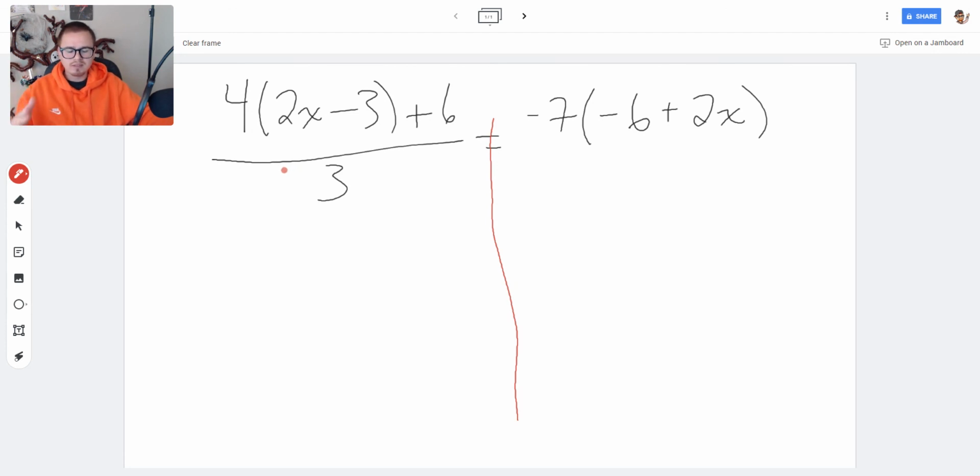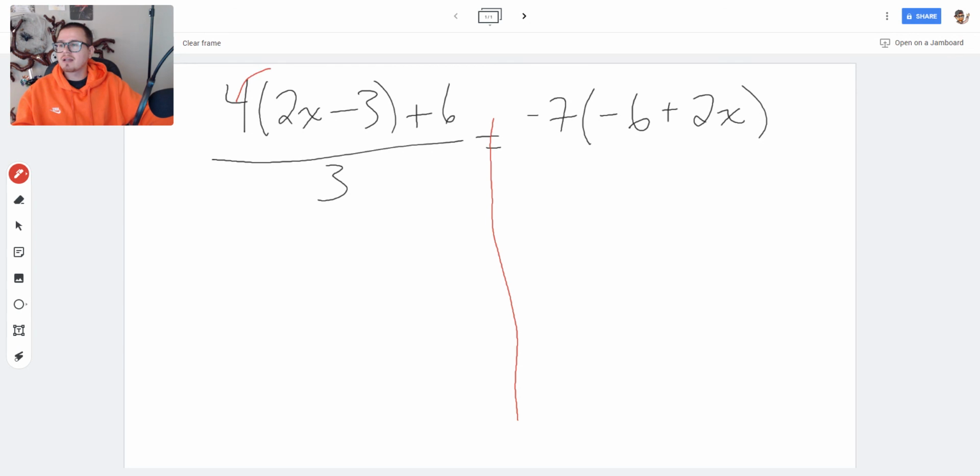Now I want to preface this problem with saying there's multiple ways of doing this, right? Some people might distribute first. Yep, some people could do that. Some people might want to get rid of division first. There's all different ways to do this. The class says distributive property, so we'll do that first.